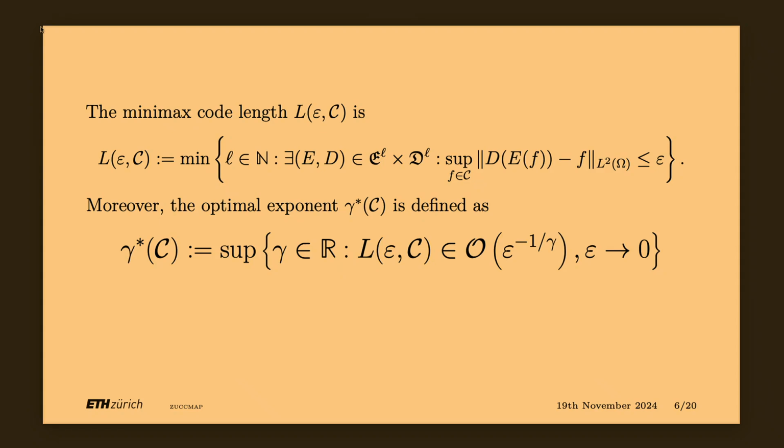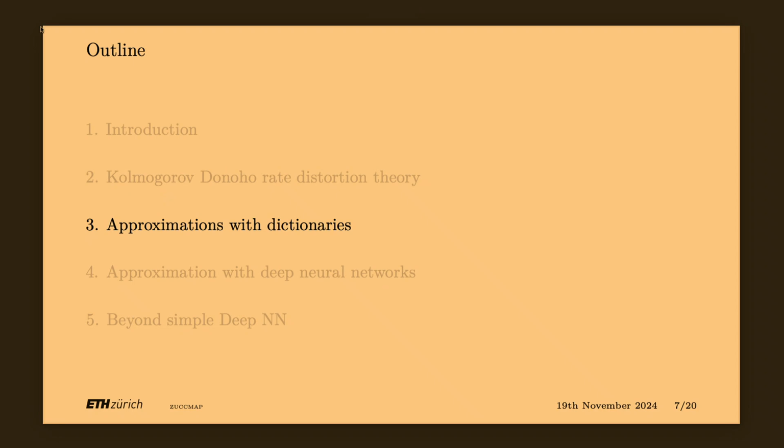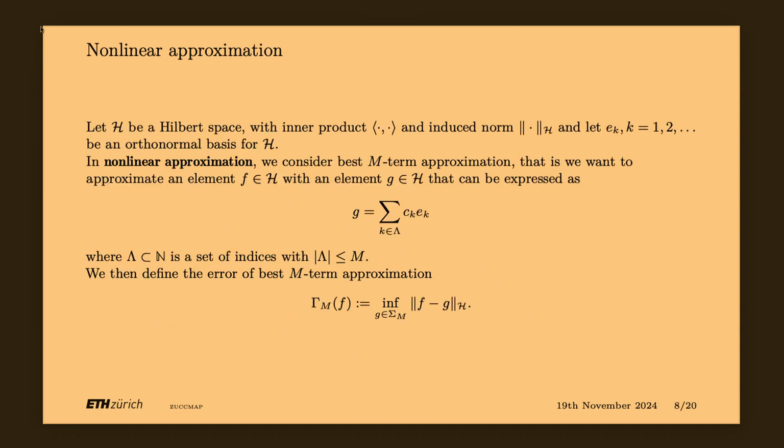Now, we have defined this Kolmogorov-Donoho rate-distortion approach to describe the complexity of this function class. And we will try to use this framework to describe optimal representability of function classes with dictionaries. Now, maybe not everyone is familiar with optimal approximation in dictionaries, and indeed, I want to first start by introducing the concept of nonlinear approximation.